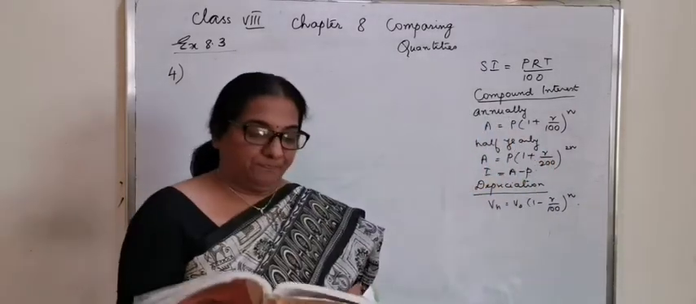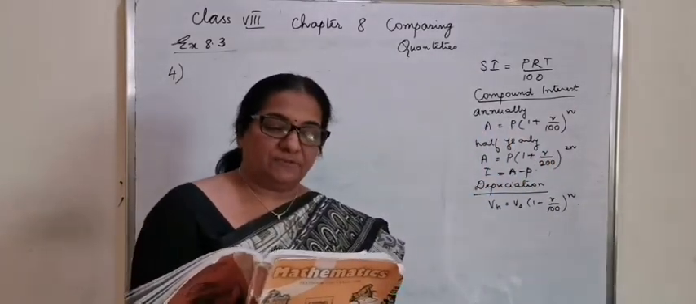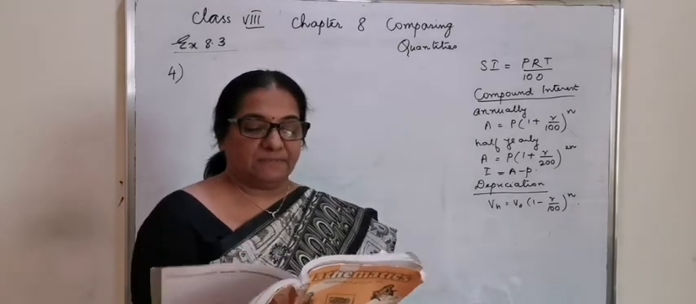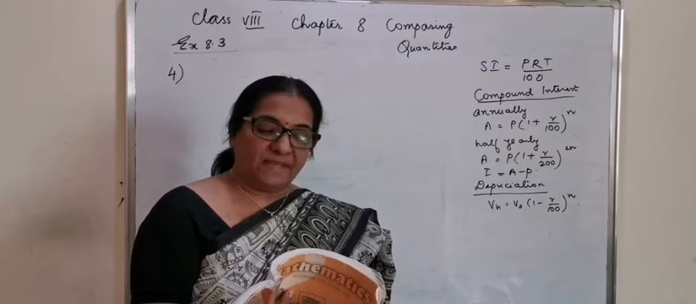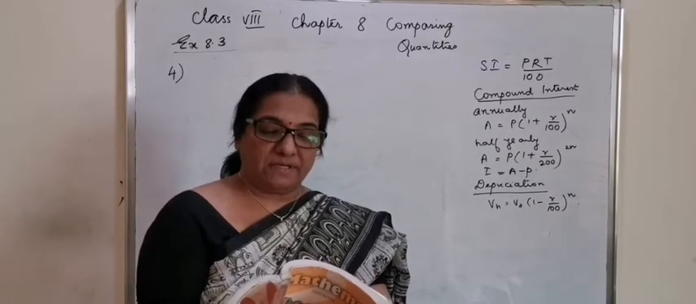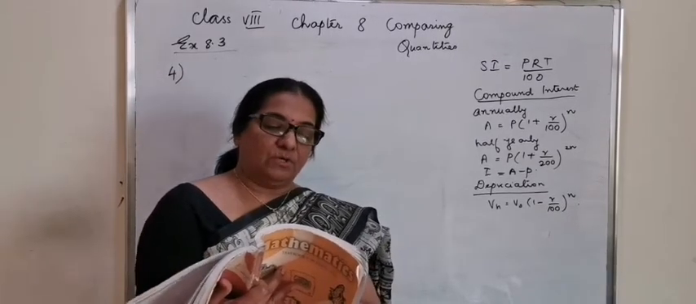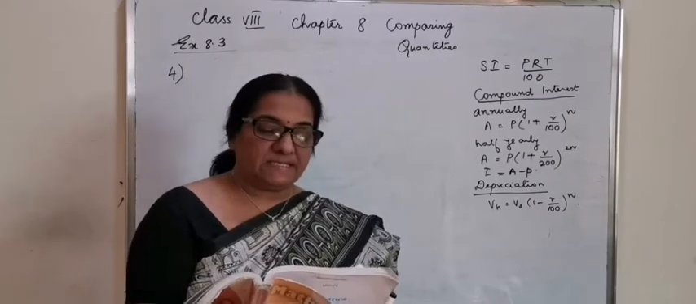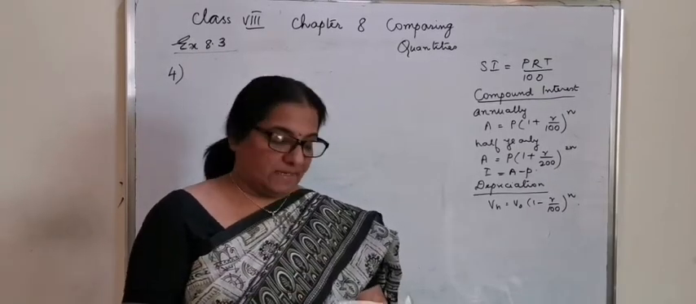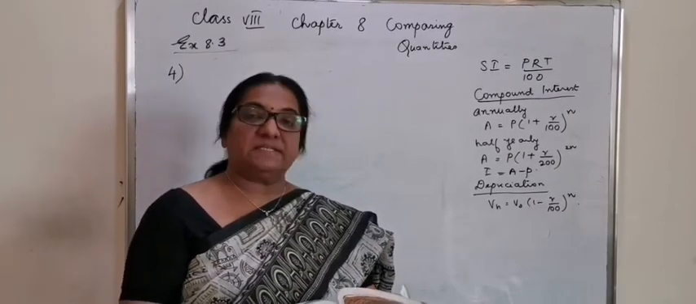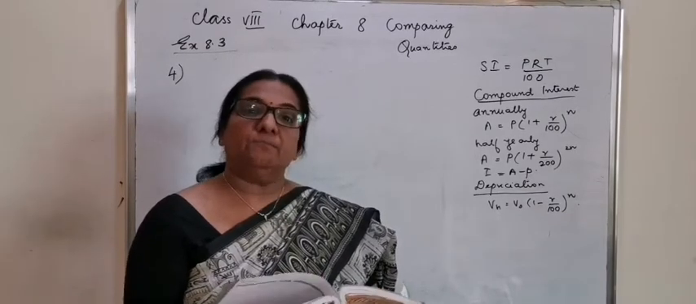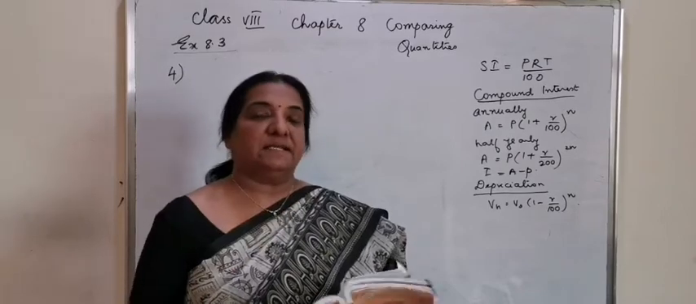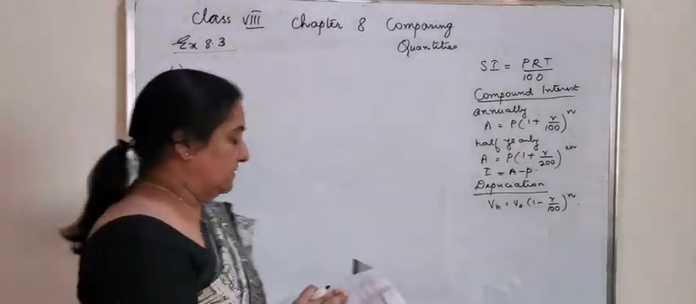I borrowed rupees 12,000 from Jamshed at 6% per annum simple interest for 2 years. Had I borrowed this sum at 6% per annum compound interest, what extra amount would I have to pay? That means the principal is rupees 12,000, rate is 6% and time is 2 years. You are supposed to calculate it both ways, one by simple interest and the other by compound interest.